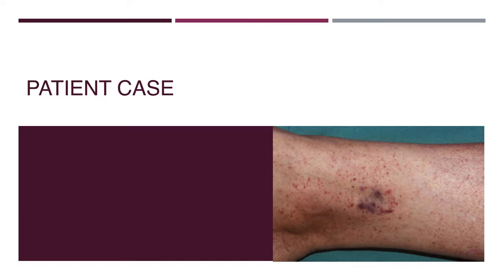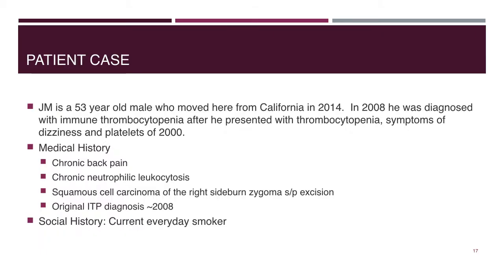Let's look at a patient case. JM is a 53-year-old male who moved here from California in 2014. In 2008, he was diagnosed with immune thrombocytopenia after presenting with thrombocytopenia, symptoms of dizziness, and a platelet count of around 2,000. His medical history is significant for chronic back pain, chronic neutrophilic leukocytosis, squamous cell carcinoma of the right sideburn zygoma status post-excision, as well as his original ITP diagnosis.